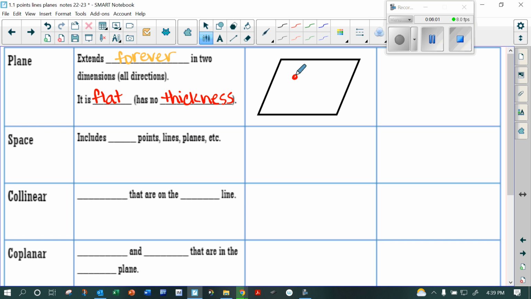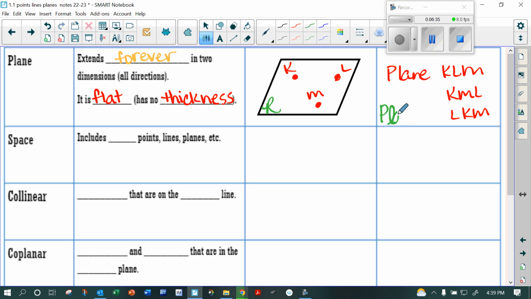So it's going to be three random points: K, L, M. When I'm naming this, I'm going to call it plane KLM. You can just pick any 3 points, any order that you want. Maybe you want to call it KML or LKM, any combination. Now, also, there may be a capital cursive letter, so I may call this plane R, okay? So it can be named by the capital letter that's in the corner.